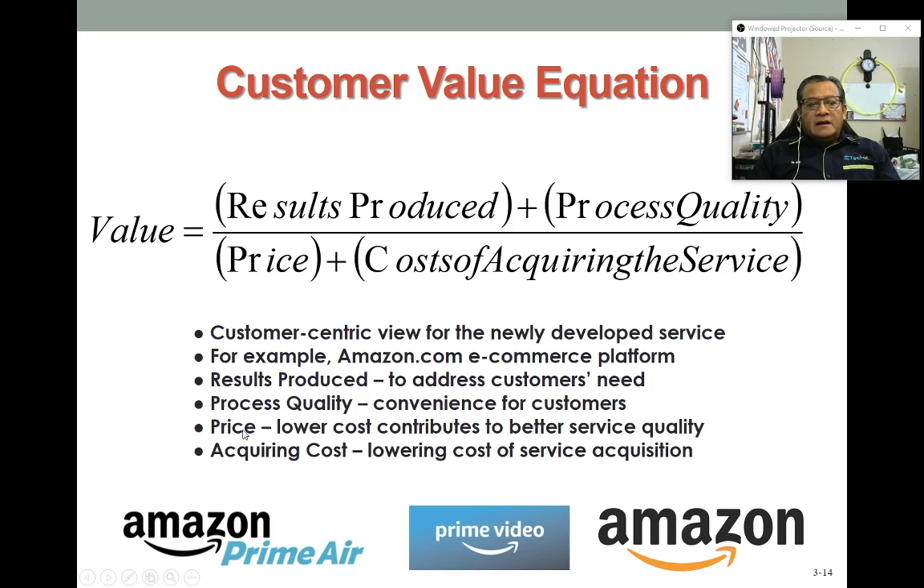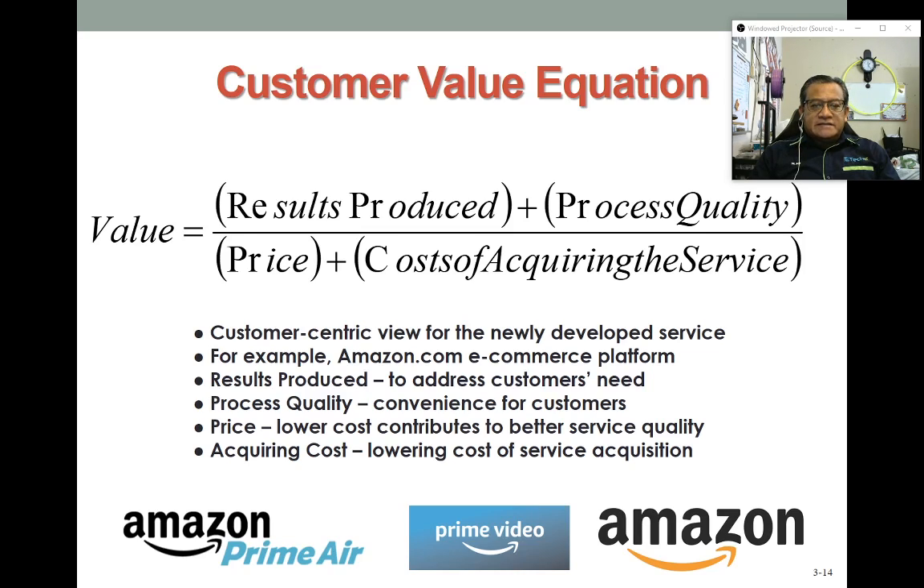Normally, people imply that if the cost is lower, then the service quality is also low. That's not the case. For the price of high customer value, normally costs can be lowered, yet the service quality can be made higher. So that refers to price. And the fourth component of the formula is the cost of acquiring the service.